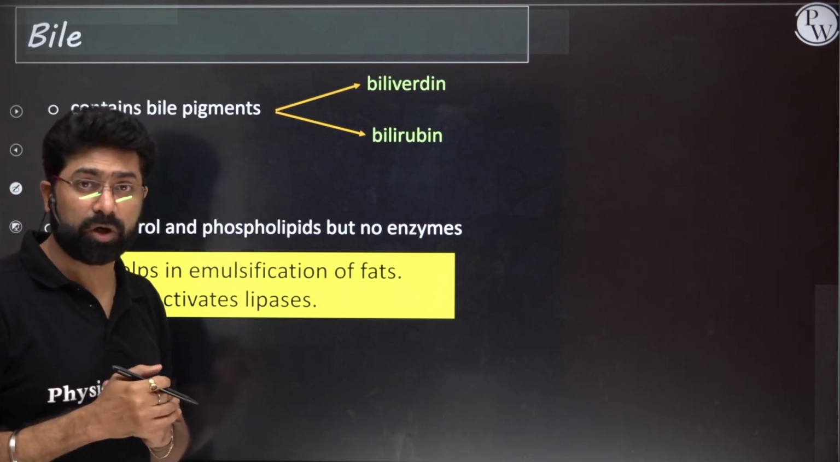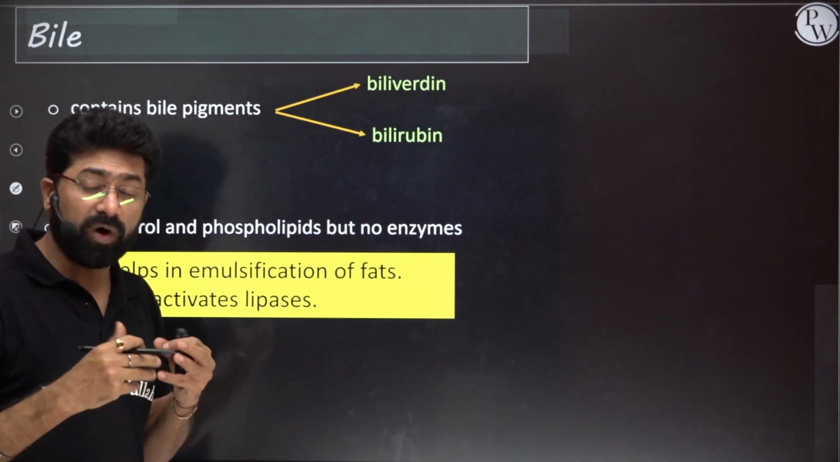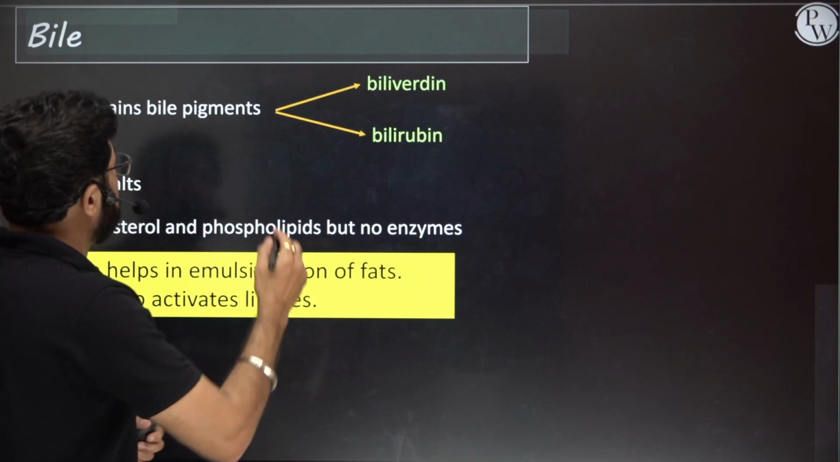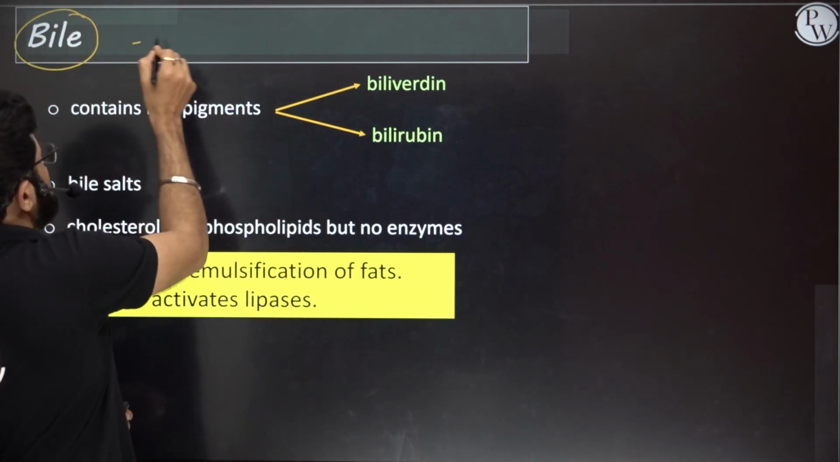Now, production of bile, which we talked about, is an important function of the liver. Now, what does this bile contain? Bile does not contain any enzyme.